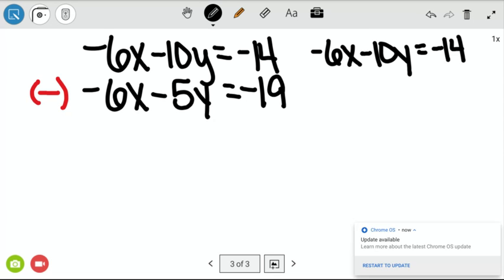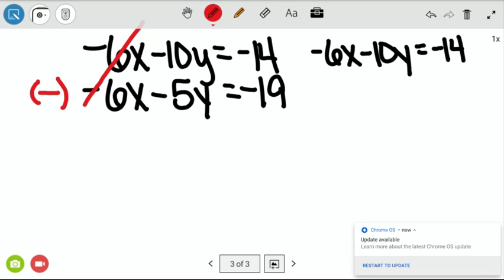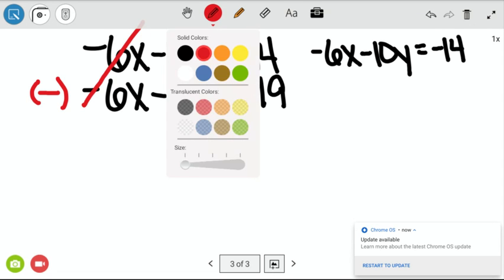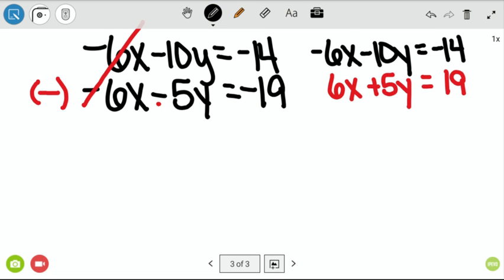But in order to get these to eliminate, we have to subtract. So 2 negatives here would give me a positive 6x. A negative and a negative here would give me a positive 5y. And a negative and a negative 19 would give me a positive 19. So now these are officially opposites, so they become 0. So now I can combine what's left.